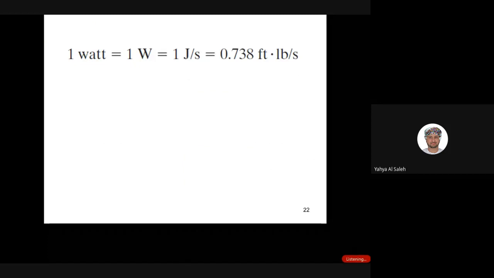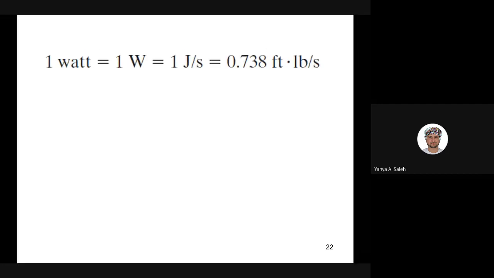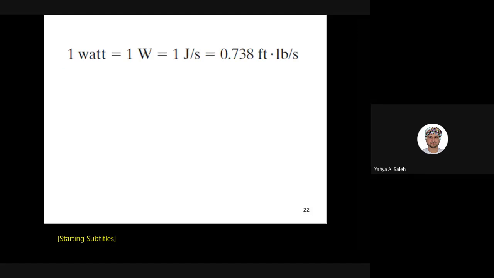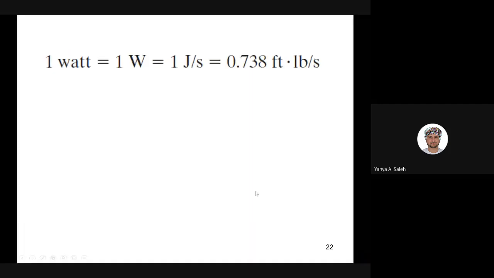What is the unit of power? The unit of power is 1 watt. 1 watt is 1 joule per second. Also, in American units, that is 0.738 foot-pounds per second, but we don't really use American units.